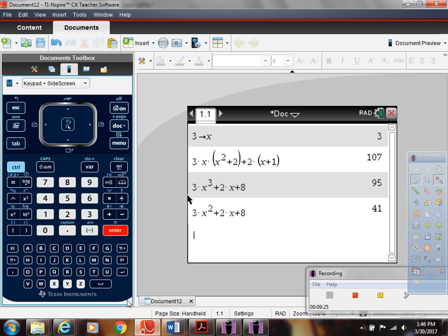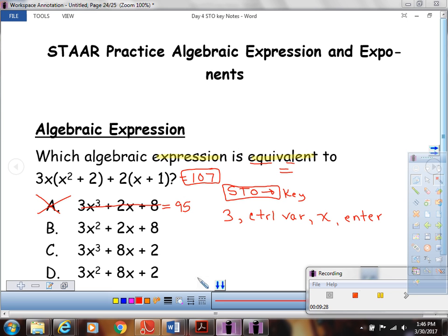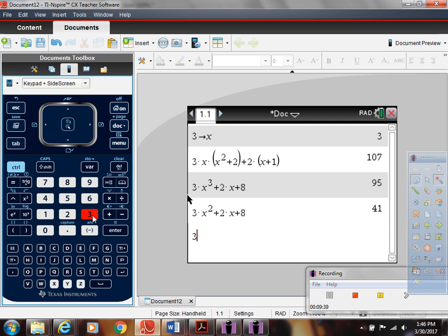Press enter. What value do you get? 41. Is it 107? No, this is what we want to match. So eliminate B. So then we try C. That's the answer. Okay, some of you already are ahead of me.